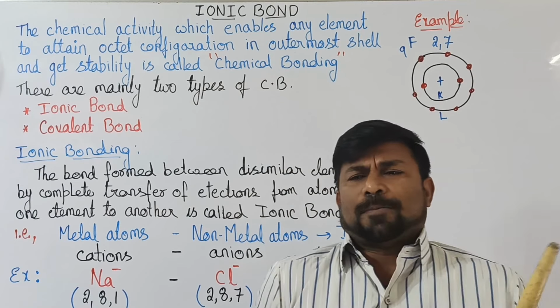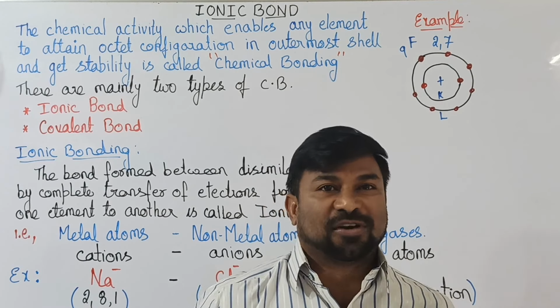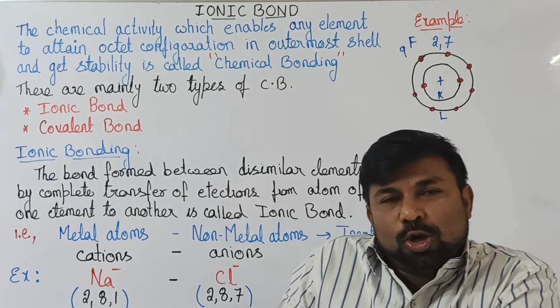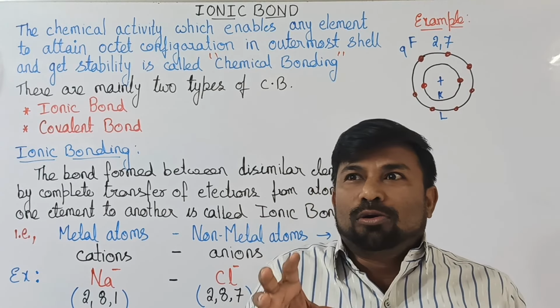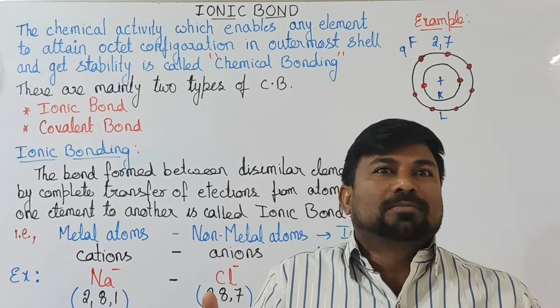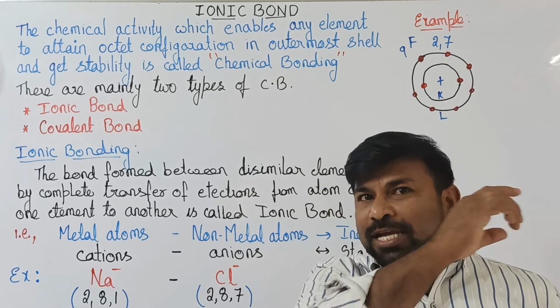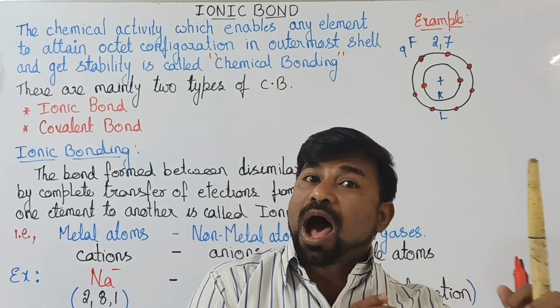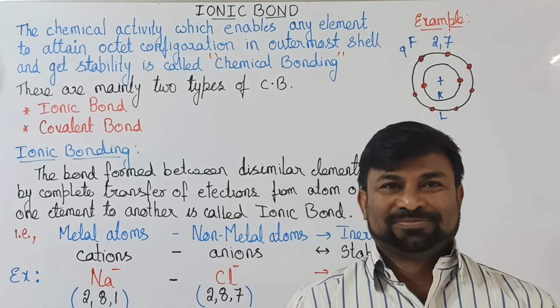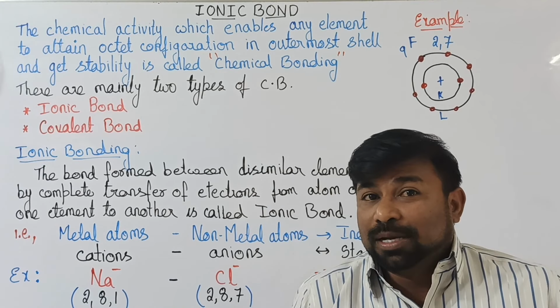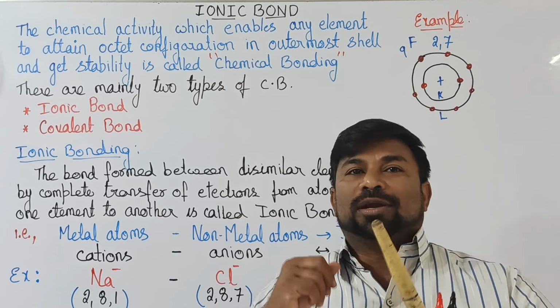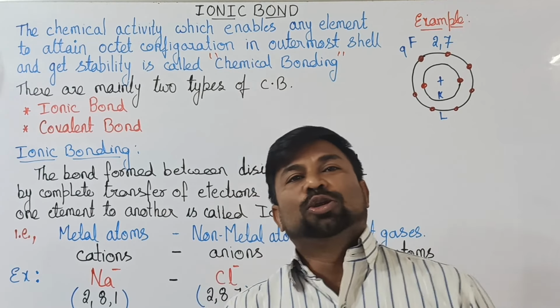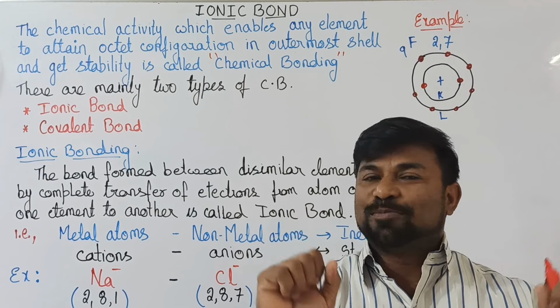Of course, the process of bonding may be different. The processes of gaining and losing electrons may differ from one another, but those processes are all chemical bonding. The two main chemical bonds are the ionic bond and the covalent bond. In the process of attaining stability, there are mainly these two types. So in this video, I am going to explain the process of ionic bond.